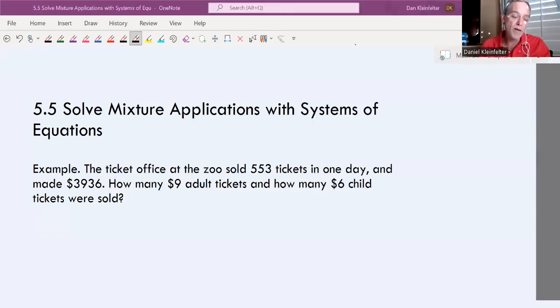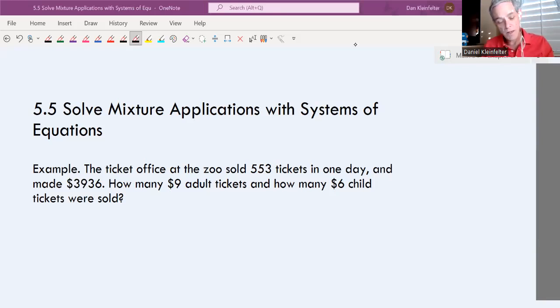Welcome back. In this video, we're going to look at section 5.5, which continues our look at application problems solved using systems of equations. And in this section, we focus on mixture problems. Once again, the problems in this section can be done using single variable methods, but as we'll see here, you can also use two variables for them if you like.